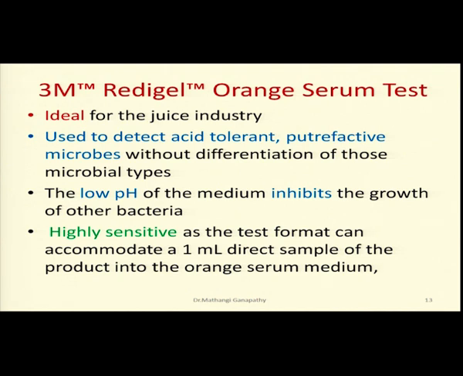And they are the ones which are going to cause the spoilage to this juice concerned. All the other organisms would have automatically died because of the pH of the medium concerned. So, this is highly sensitive, as the test format can accommodate a 1 ml direct sample of the product onto the orange serum medium. So, you take the medium and then add 1 ml of the juice, that would be enough. So, directly you are trying to find out whether the given sample has microbes or not.